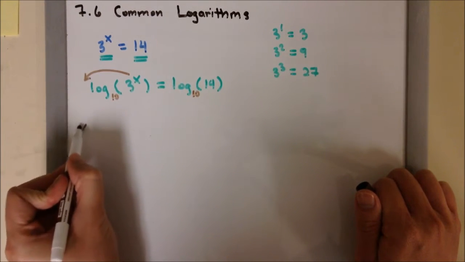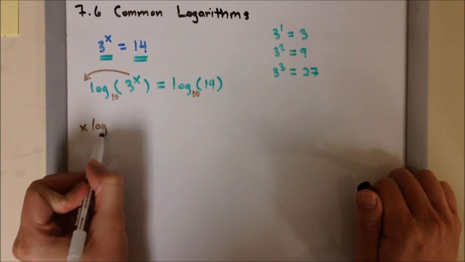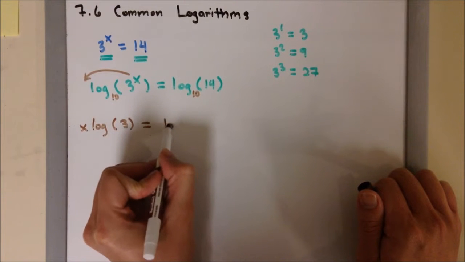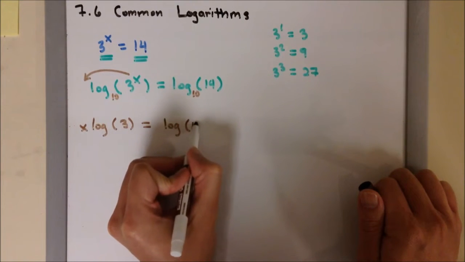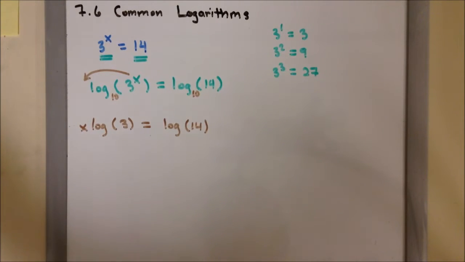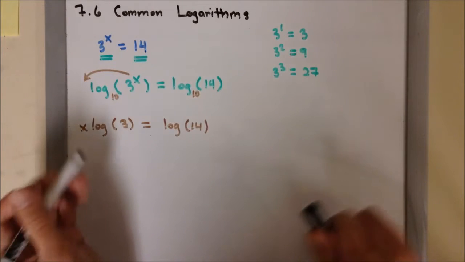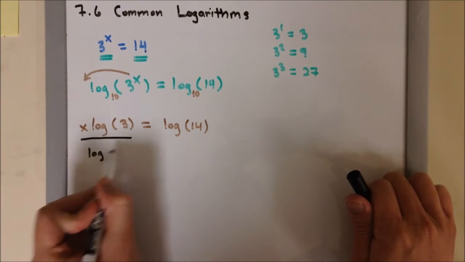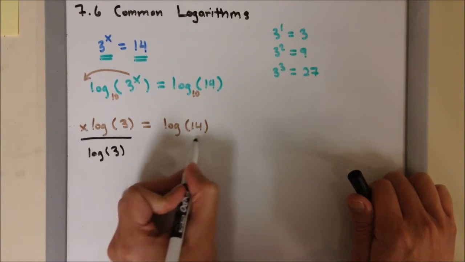So I'm going to have x times log of 3 equals log of 14. After that, in order to get x by itself, that's all we need to do: divide both sides by log 3.